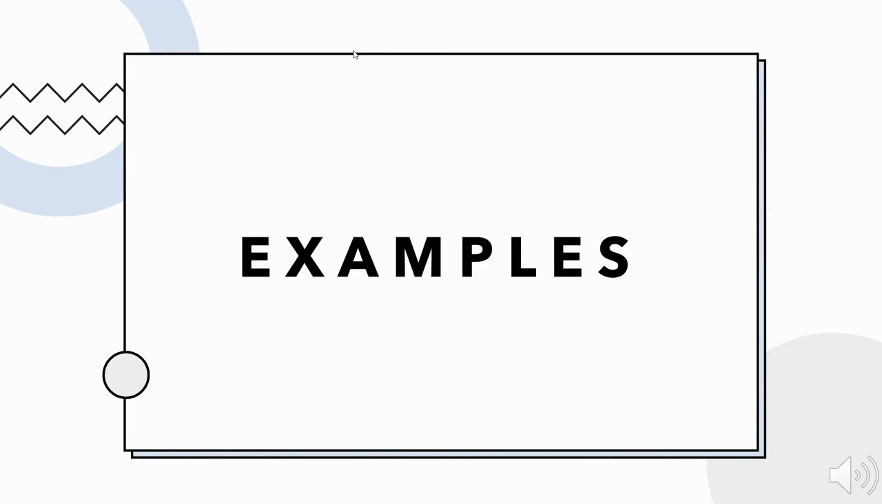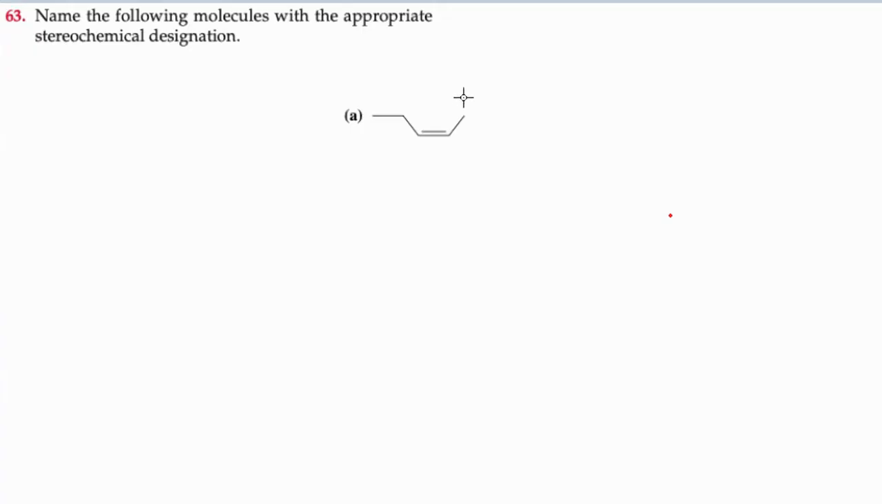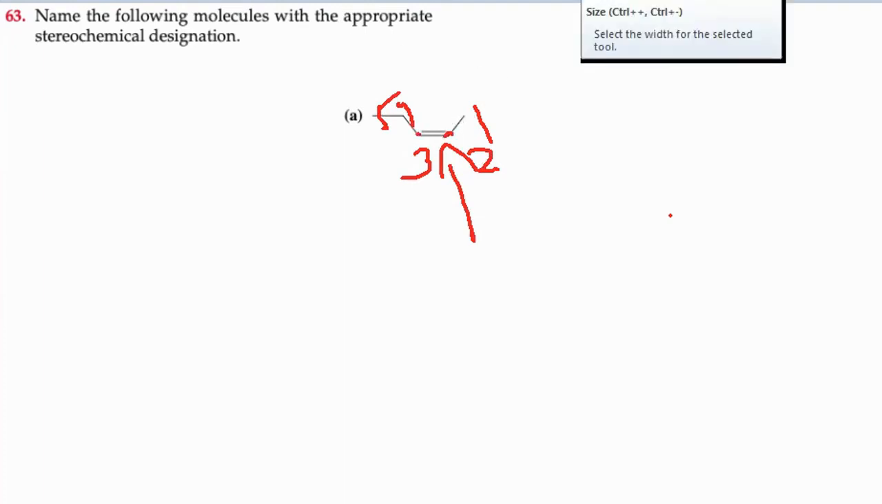Now we're going to get into some hard examples. So here's our first example. The first thing we're going to do is label all the carbons. So we've got carbon 1, 2, 3, 4, and 5. And over here we see our functional group, which is a double bond. And then we're going to be focusing on this carbon and this carbon for our priority points.